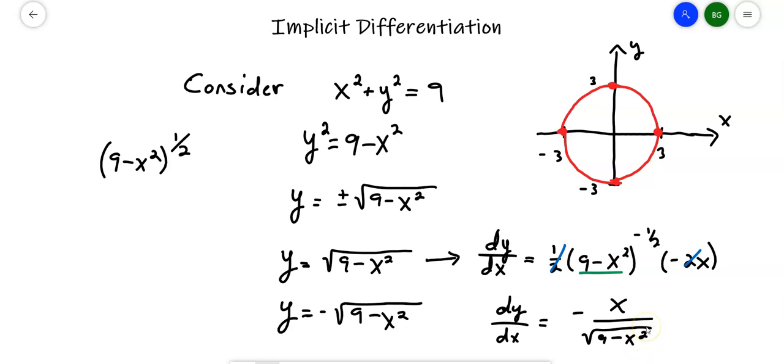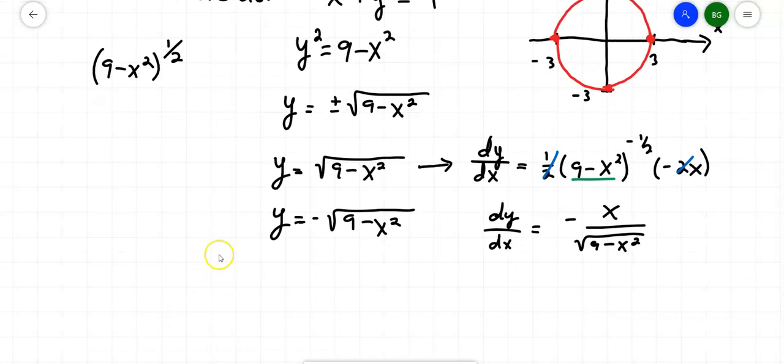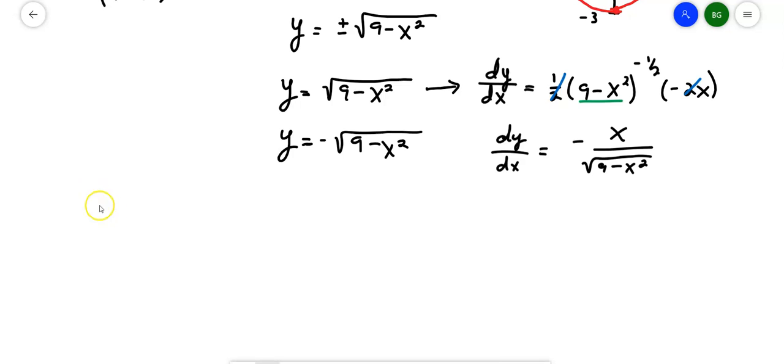And so remember what that gives us. That gives us the rate of change of y with respect to x. But that only works if we can write y explicitly as a function of x. If we can't do that, we have to come up with different methods. So let's look at a different curve and think about another way to approach it.